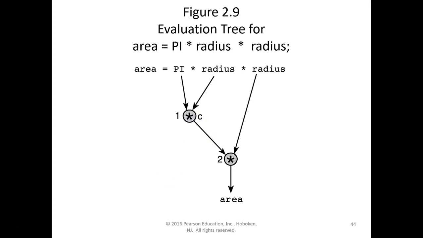Okay, anyway, let's see. So this is an application of all those rules. Okay, so you have area equals pi times radius. So you can do this one, pi times radius. You get the result here. You take the result and then you times radius here, and then this gives you your area. Okay, you start from the left.